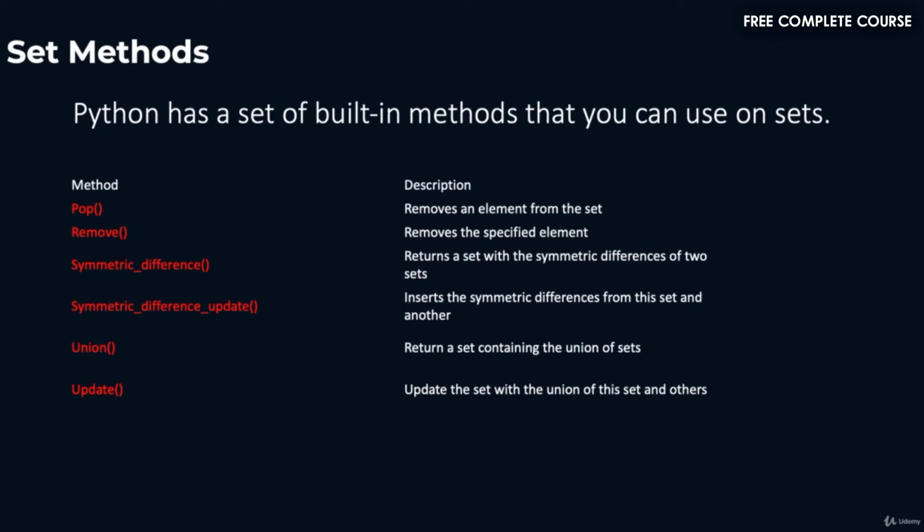from the set, the remove method, which removes a specified element, symmetric difference returns a set with the symmetric differences of two sets, symmetric difference update inserts the symmetric differences from this set and another, union returns a set containing the union of sets, and update updates the set with the union of this set and others. So with that, let's jump into the notebook and take a look at all these methods that are offered when using sets.